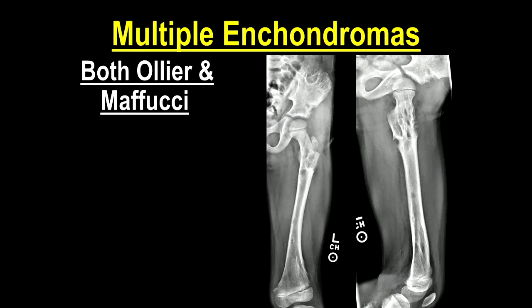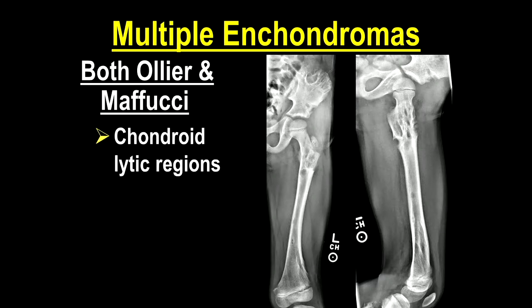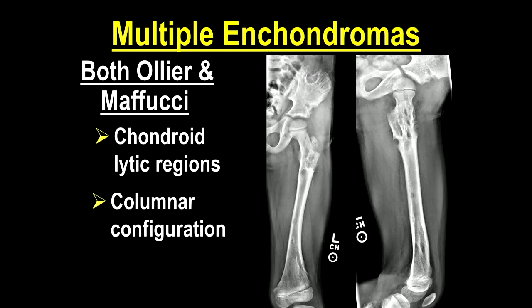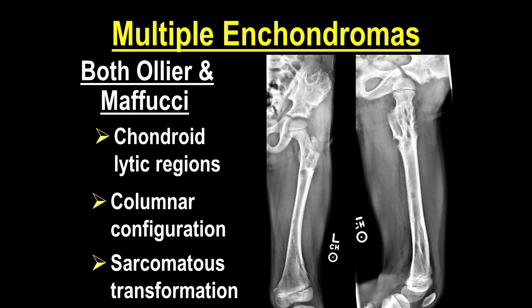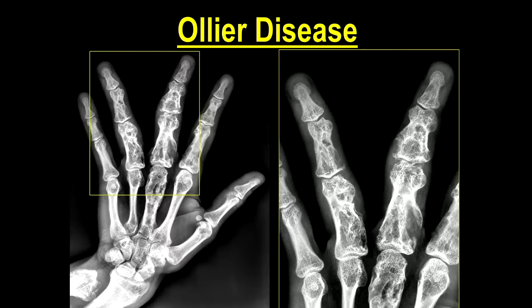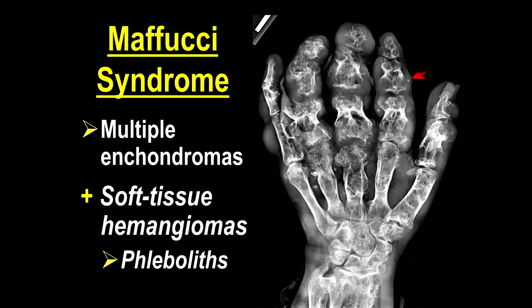Now, multiple enchondromas are present with both Ollier's and Maffucci's disease. We see them as chondroid lytic regions with a columnar configuration. In both cases, there is some increased risk of sarcomatous transformation. With Ollier's disease, shown here, you can see just how bizarre and deforming these columnar areas of osteolysis are.